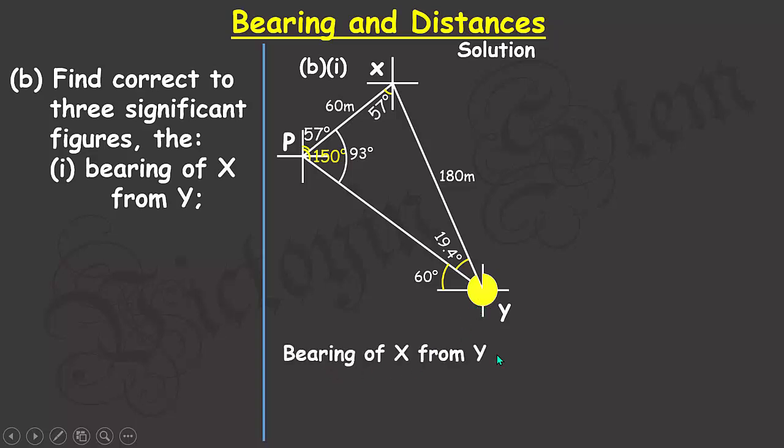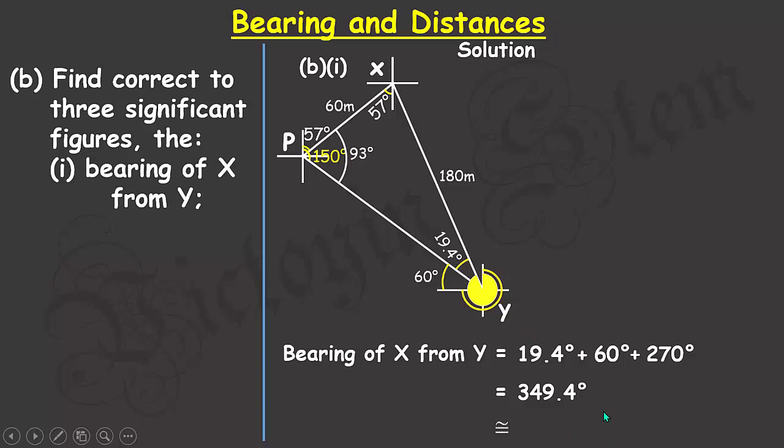So the bearing of X from Y will now be equal to 19.4 plus 60 degrees plus these three quadrants shown with the yellow line, which is 270. 90 times 3 is 270. If you sum them up, it's equal to 349.4 degrees.